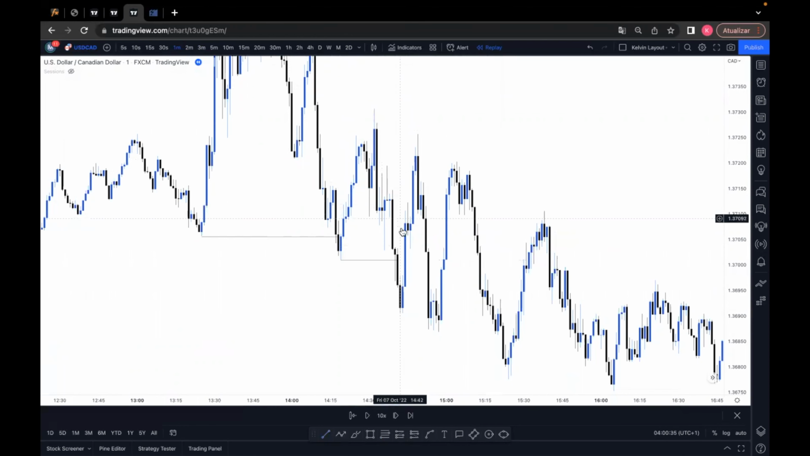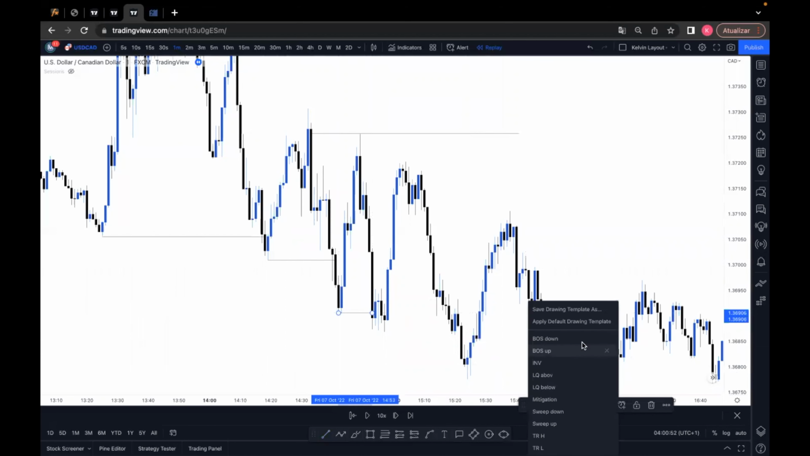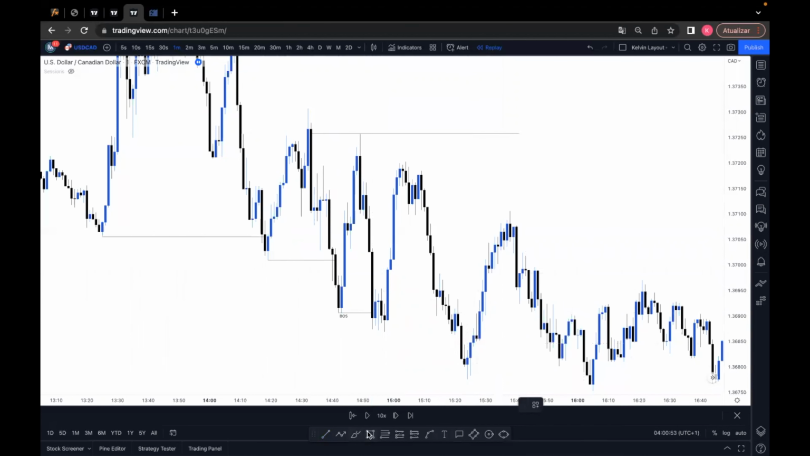So we have a break of structure, and we have this order block right here. Having that invalidation point is very important, guys. So we got the mitigation right there, and then we had a second break of structure right here. So pretty much we just had 3 breaks of structure, and then we have this order block right here.